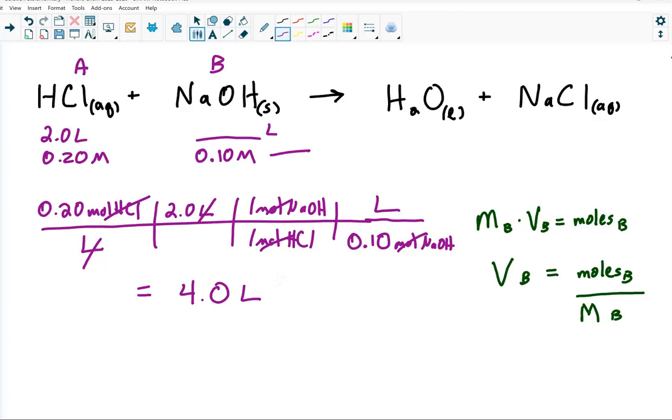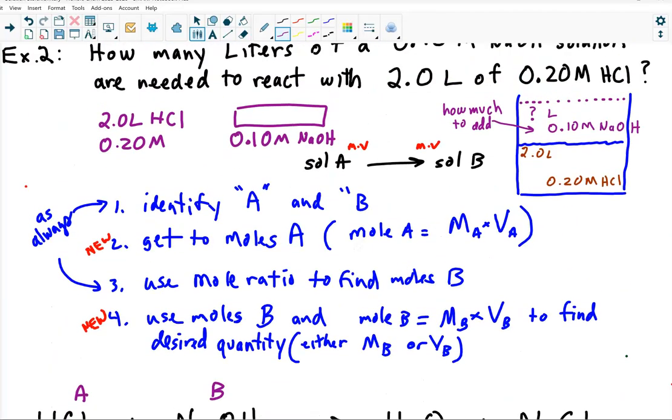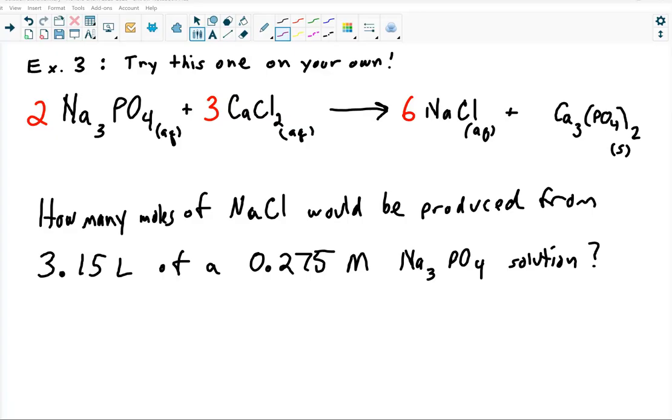So that's the idea. Let's scroll back up and look at our beaker. What we're saying is, when I have my 2 liters of HCl with this concentration, I need to add 4 liters of this. That's a pretty big beaker. We don't own a beaker that large. All right? Does this make sense? Pretty good. All right.